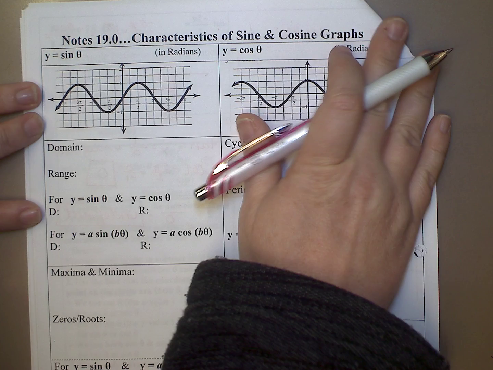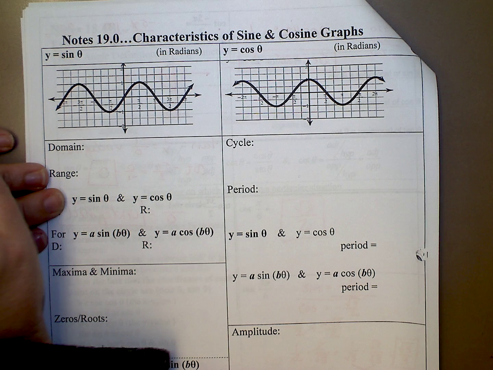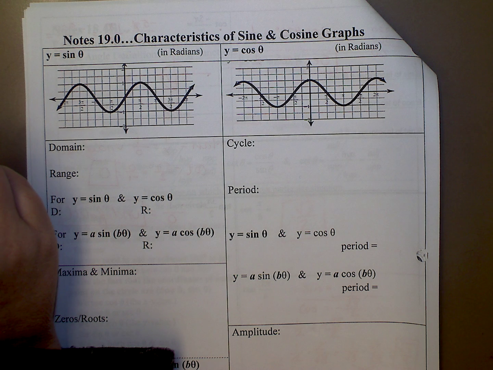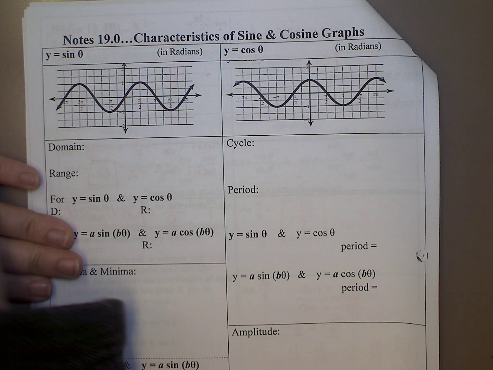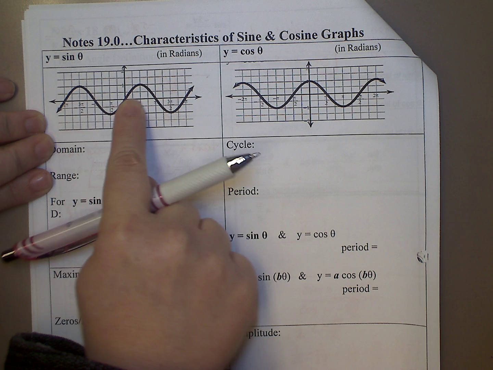Okay, so let's see. Notes 19.0, characteristics of sine and cosine graphs. Now at this point you should have your sine graph done. Your cosine graph you might still be finishing for homework. But I wanted to talk about them. Here's your sine graph and here's your cosine graph.